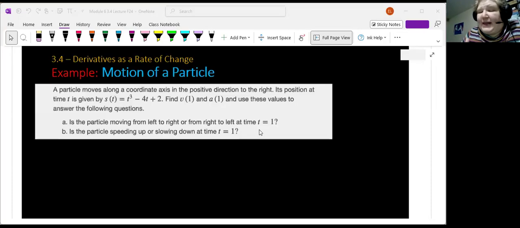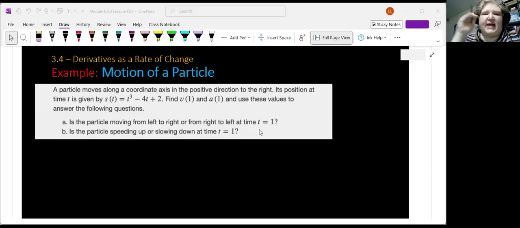All right, last part. So this is the part that I barely talked about in the end of class. So we have a particle that is moving along a coordinate axis in the positive direction to the right. So they're telling us to the right is positive.